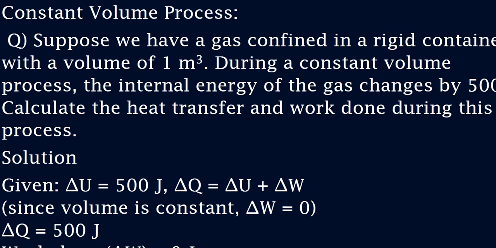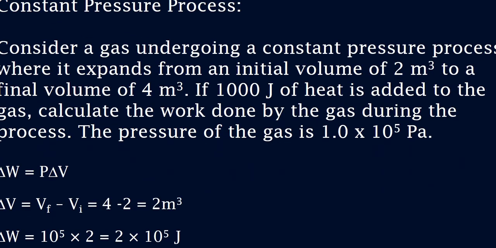Now we will solve the next question related with constant pressure process. Consider a gas undergoing a constant pressure process where it expands from an initial volume of 2 meter cube to a final volume of 4 meter cube. If 1000 joules of heat is added to the gas, calculate the work done by the gas during the process. The pressure of the gas is 1 into 10 raised to 5 Pascal.